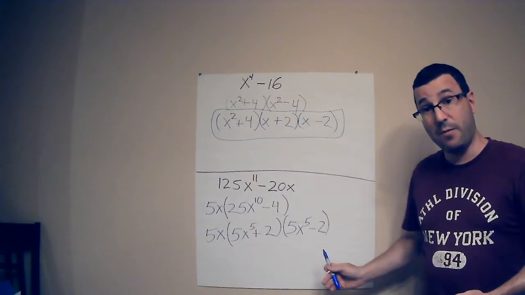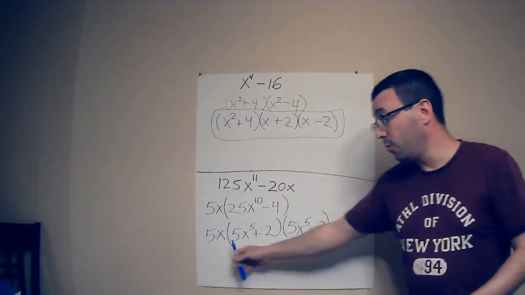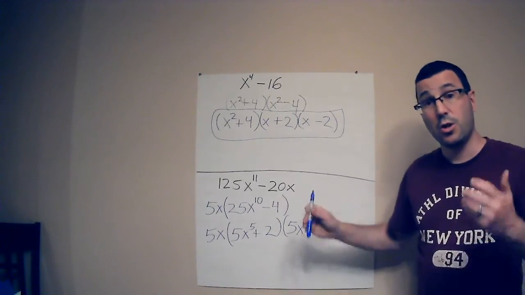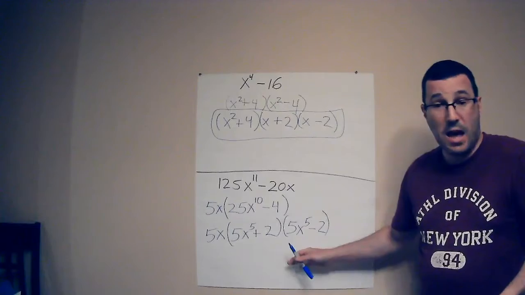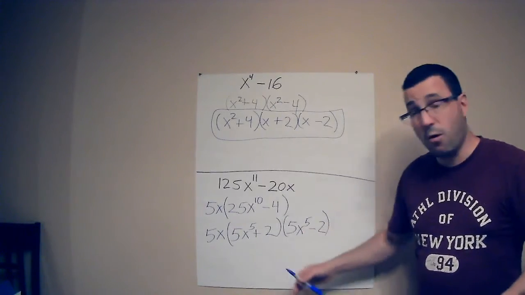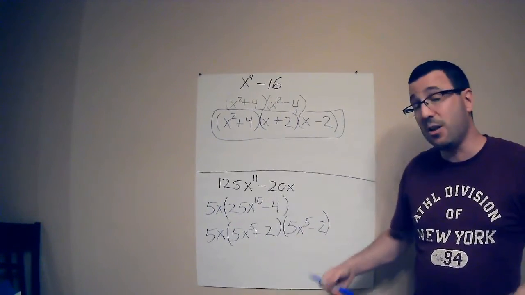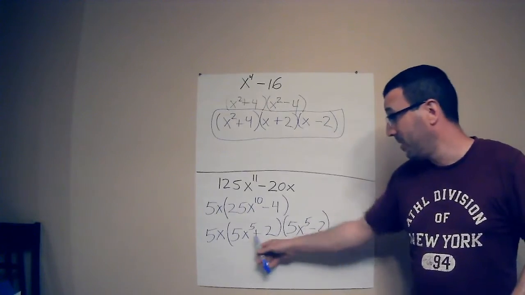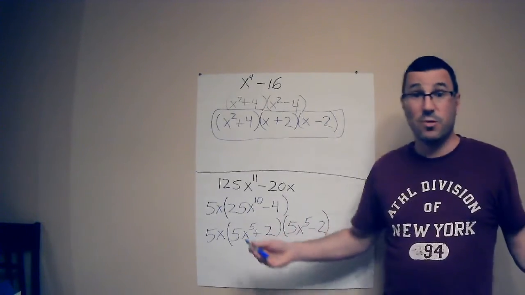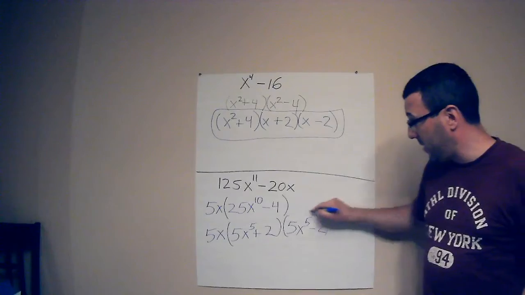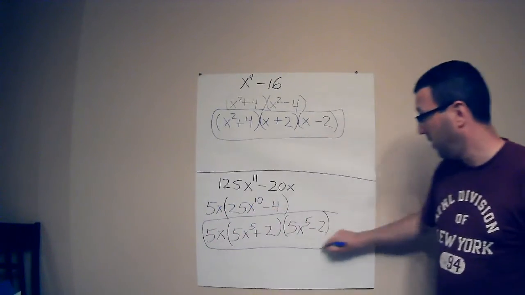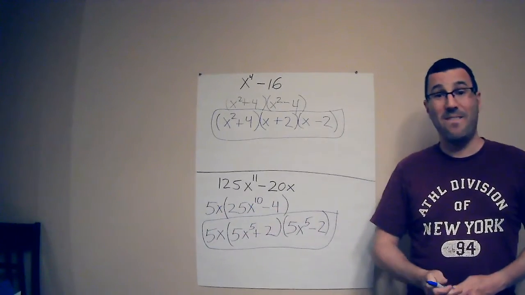Ask the questions. Do we have greatest common factor? No. Do we have difference of two squares? No. We have a leading coefficient, but we don't really have anything else. We can't do trinomial factoring because they're not trinomials. So we're done. So this is our factored answer.